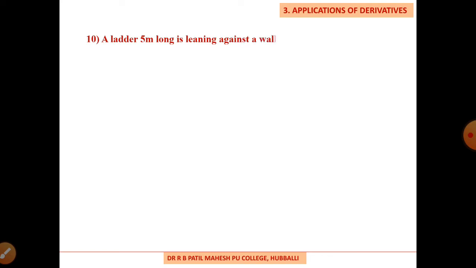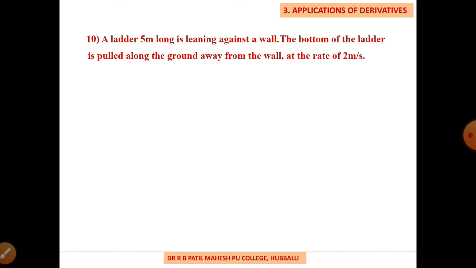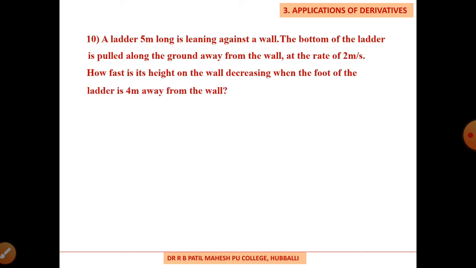Next, example number 10. A ladder 5 meter long is leaning against a wall. The bottom of the ladder is pulled along the ground away from the wall at the rate of 2 meter per second. Next, how fast is its height on the wall decreasing when the foot of the ladder is 4 meter away from the wall?